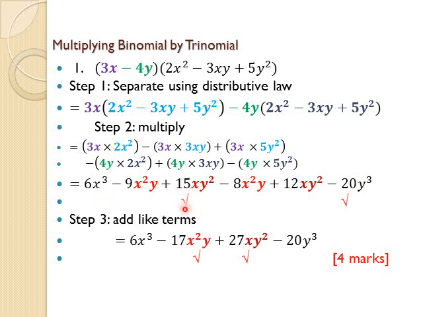1 mark for the first three terms being correct, and another mark for the last three terms being correct. So we multiply correctly, 1 mark, 1 mark, and then for the last step we have to add like terms. So there's 6x cubed, it stays 6x cubed, there's no other x cubed, and 20y cubed stays 20y cubed. We have x squared y and x squared y, so minus 8 minus 9 gives me minus 17x squared y. Then xy squared and xy squared are also like terms, so 15 plus 12 gives me 27xy squared, so another 2 marks for adding that correctly.